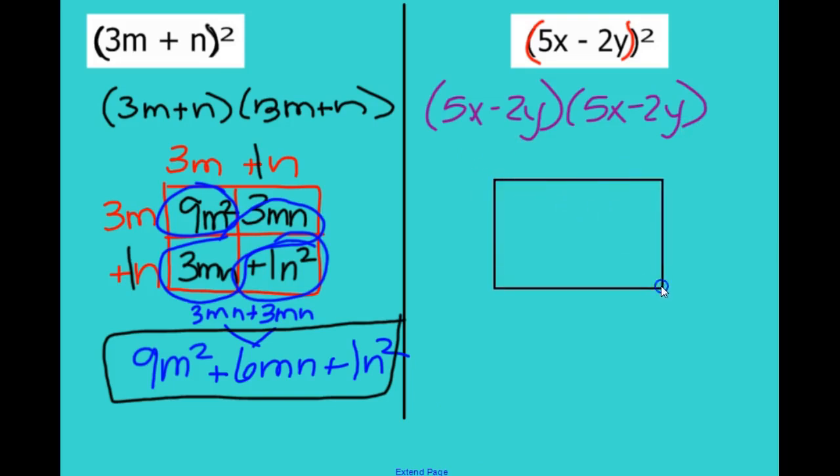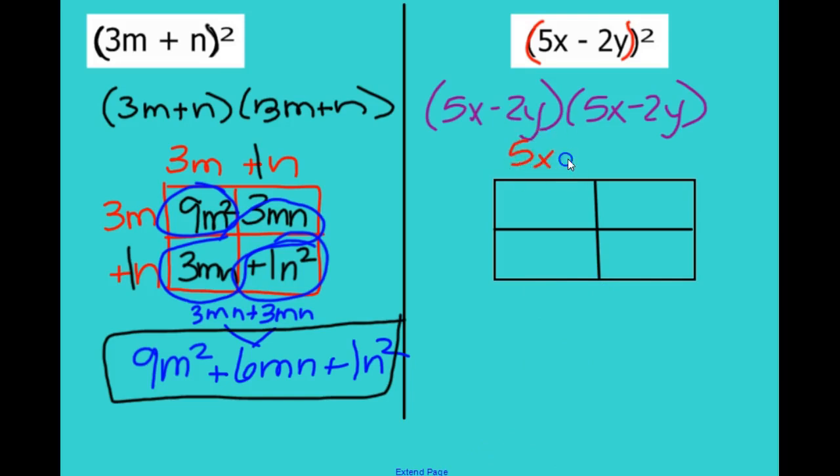So I'm multiplying this out. Here's my box I'm going to use. I'm going to use my cheat straight line method here. So I have 5x minus, oopsies, the minus goes with the 2. 5x minus 2y, and same thing here, 5x minus 2y.